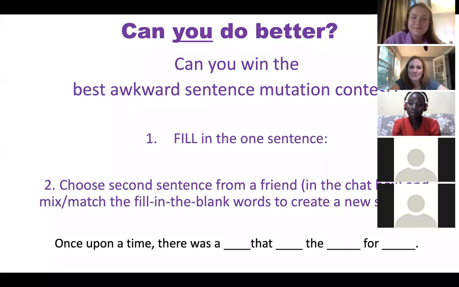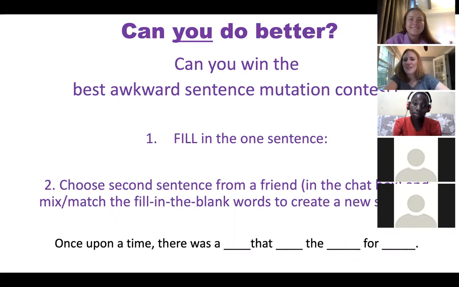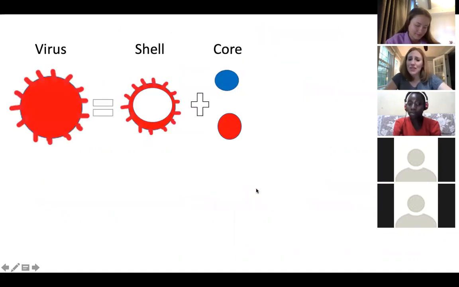Sure. Once upon a time, there was an old man that met the dog for fun. See, I feel like that strengthened a sentence or a message versus what I was talking about, an old man eating children. So, you know, this is just an example of how mutations can change. It can strengthen a virus or sentence, weaken a virus or sentence, or it can just simply change it.